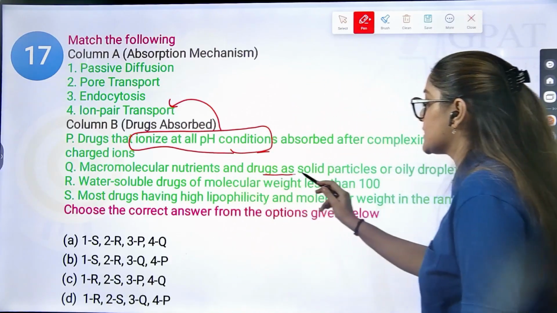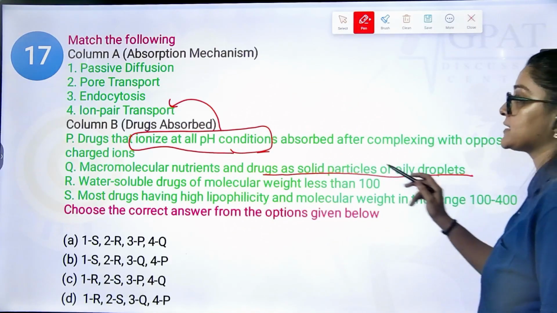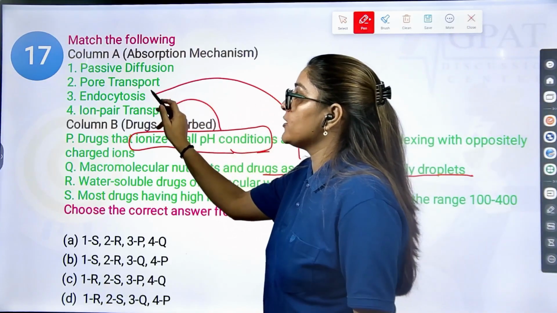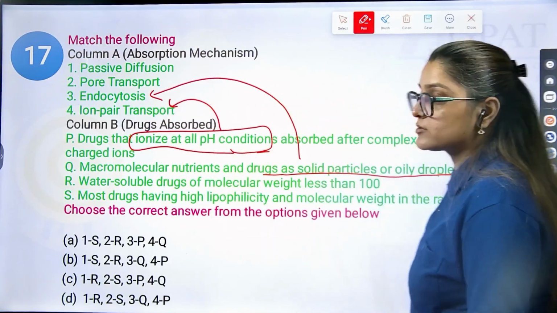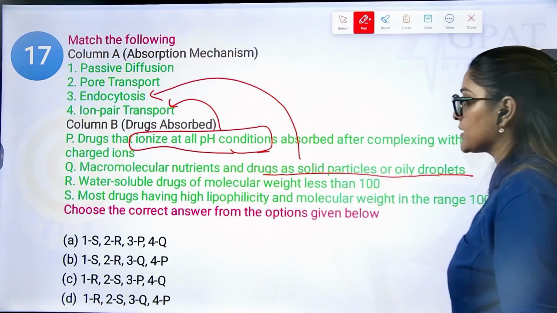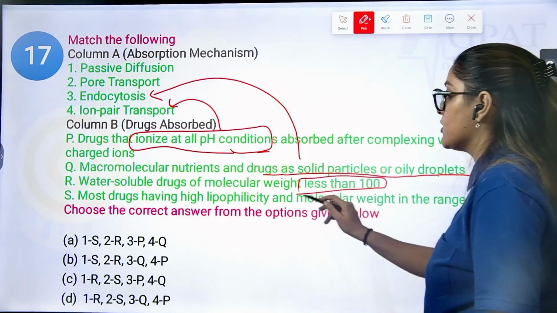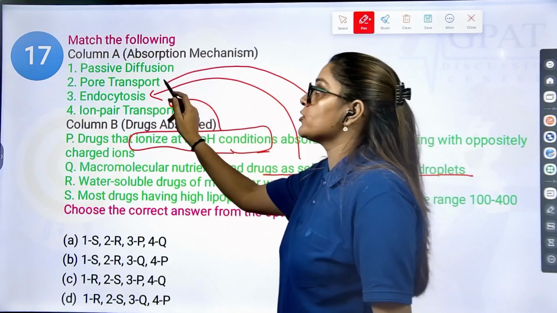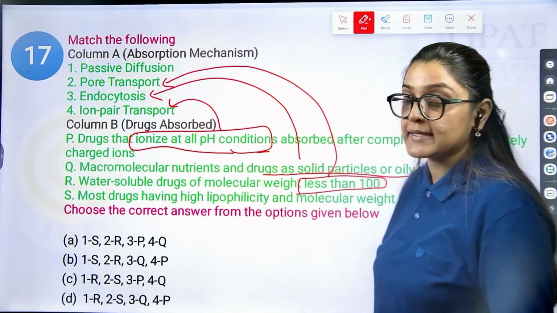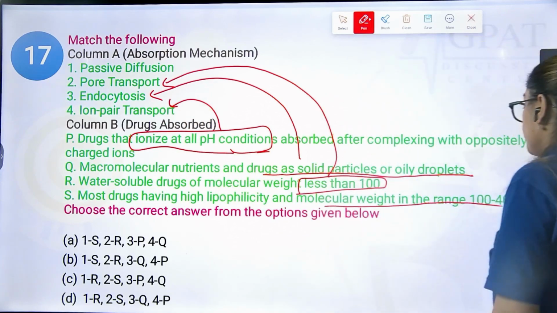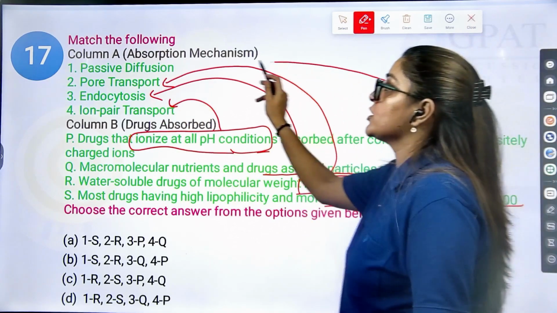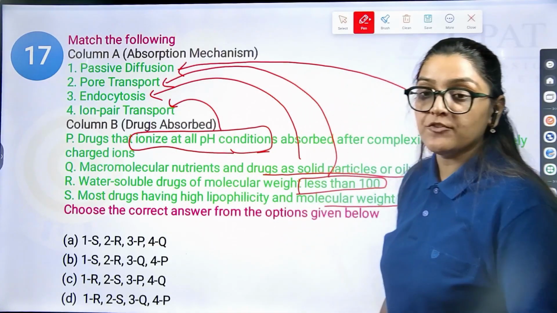Macromolecular nutrients and drugs as solid particles or oily droplets. I have just mentioned, oily droplets use the endocytosis process. Water soluble drugs of molecular weight less than 100, hydrophilic, less than 100, pore transport, water flux, solvent drag is created. Drug having high lipophilicity, range 100 to 400 Dalton molecular weight, will be the passive diffusion process.